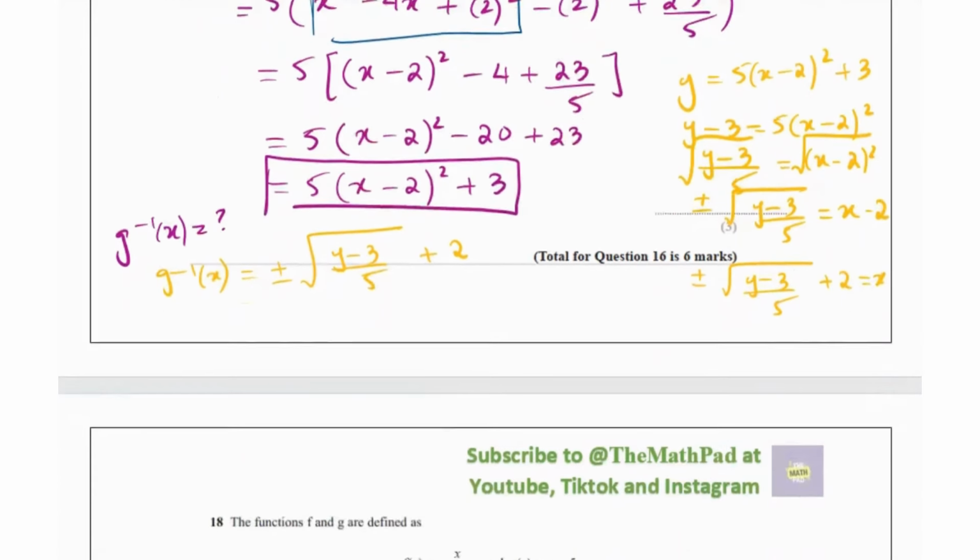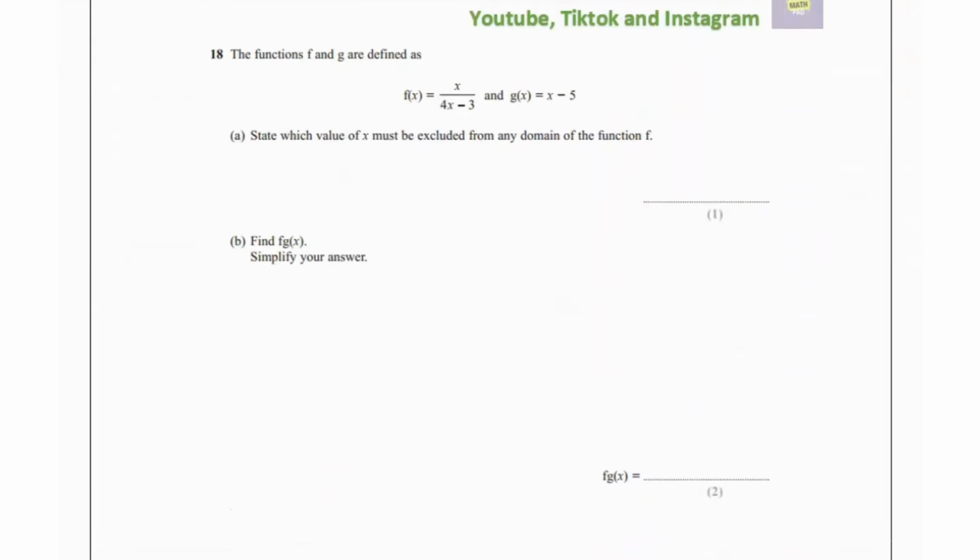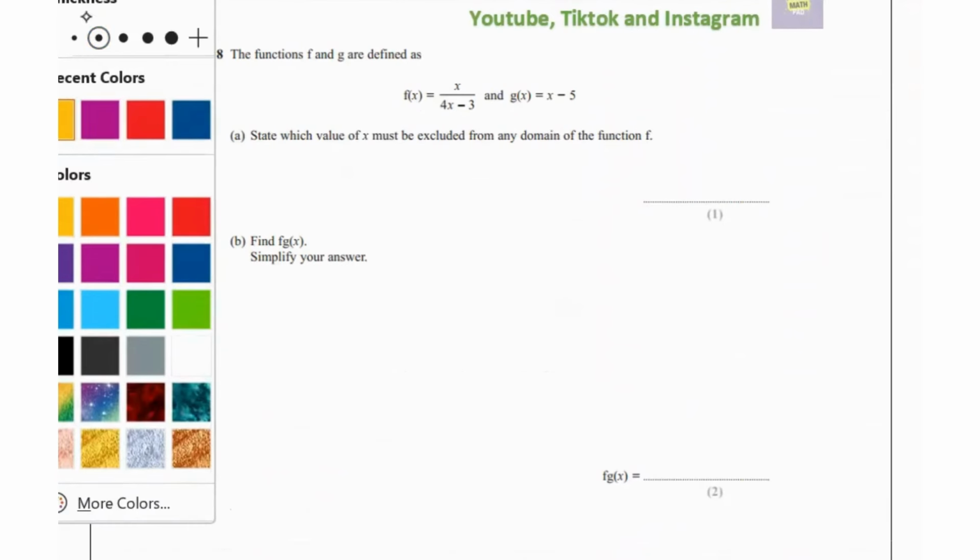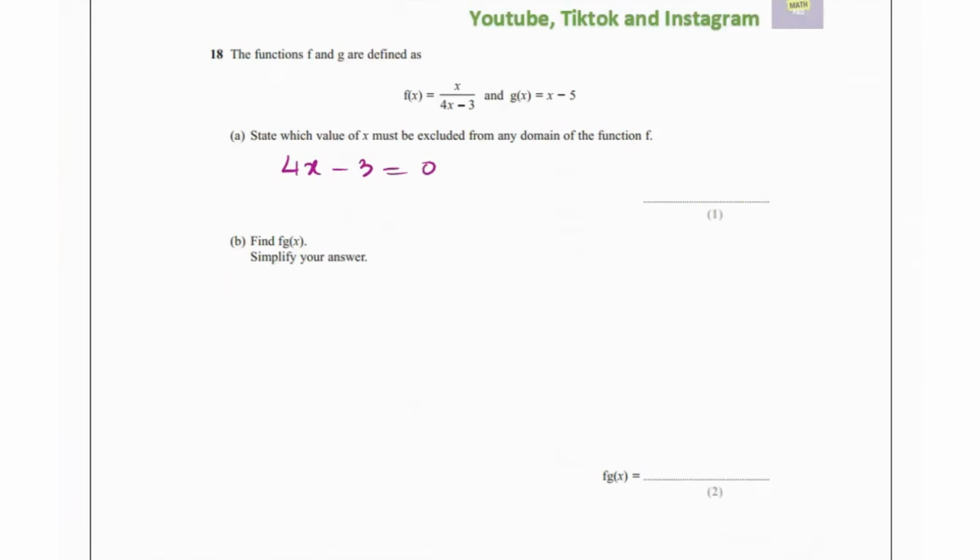So then we have another function question where we have f(x) equals x over 4x minus 3 and g of x is x minus 5. So this is the exact same thing I was talking about. State which value of x must be excluded from any domain of the function f. So you would put your denominator equal to 0, and that gives you x equals 3 over 4. So this is the value of x which will not be included in the domain.